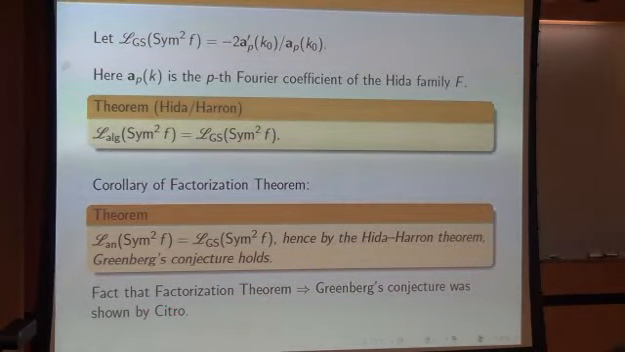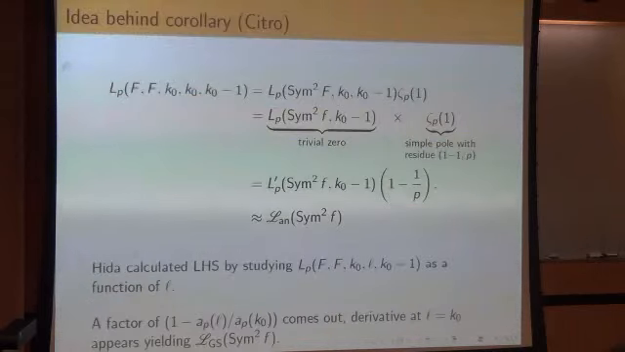And because this is very cute, I just want to point out one aspect of the proof that the factorization theorem implies this corollary of Greenberg's conjecture. I'm not going to give the full proof of that, it would take a little too long, but I just want to give one aspect of it. And that is, well, we have this factorization, which in this case looks this way.